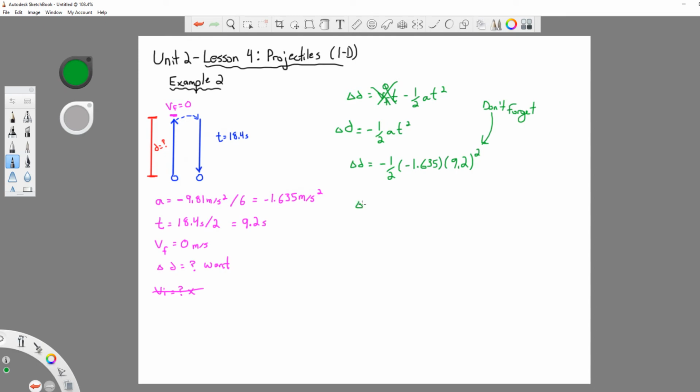Okay. Delta D, once it's punched into the calculator, I get a value of 69.2 meters. There we go. And that's the final answer. This thing goes 69 meters high. We can check sig digs really quick. I think we had 3 the whole way through. This really should be 3, right? Because we started with the 18.4. So I didn't give myself enough here. But we are good. That's the answer.